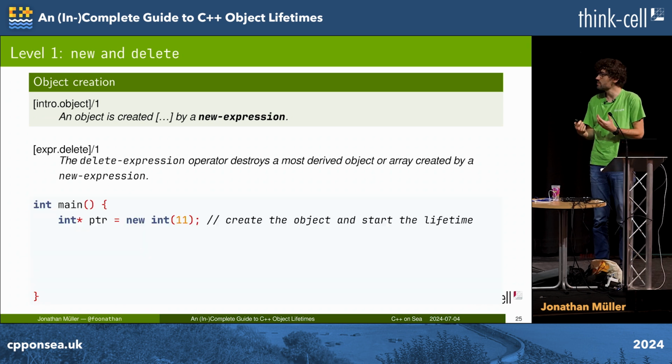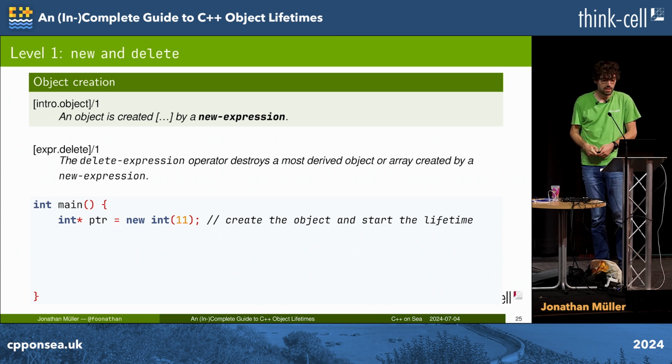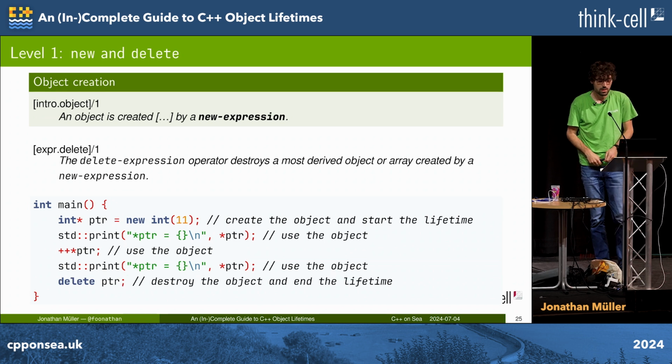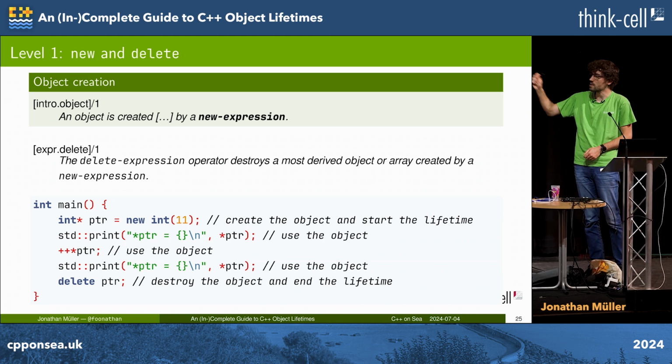And with that, we can manually create our objects. So we create an object here with the new expression. This also initializes it, allocates storage, and starts the lifetime. Then we can use it as before, and then we delete it. Note that we're actually having two objects here. First of all, the int we created on the heap, and then the pointer to the int that is a variable with automatic storage duration. So the first line actually creates two objects for us.